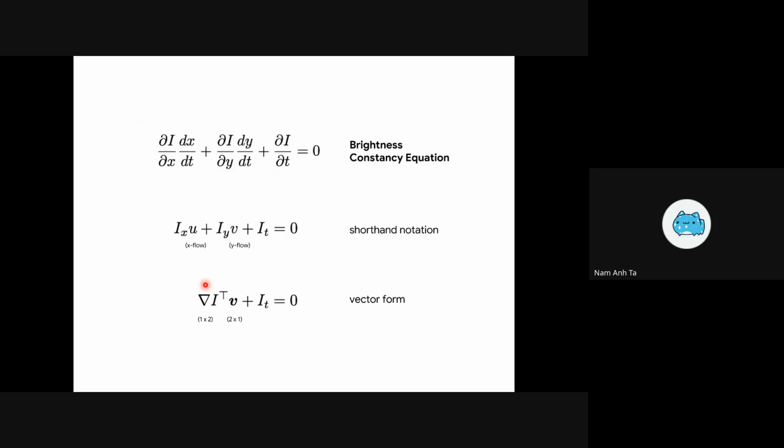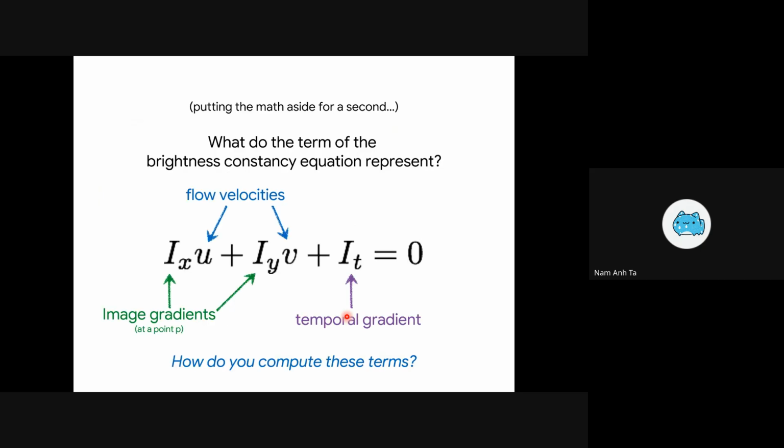The third version here is in the vector form. So we will move the mathematics aside for a moment, so we can look at what each term means. The Ix u here is the image gradient in the x direction, representing the horizontal brightness change. u is the flow velocity in the x direction. Similarly, the Iy is the y gradient, and the v is the velocity in the y direction. And the It here is the temporal gradient. The temporal gradient represents the rate of brightness change in a pixel between two frames.